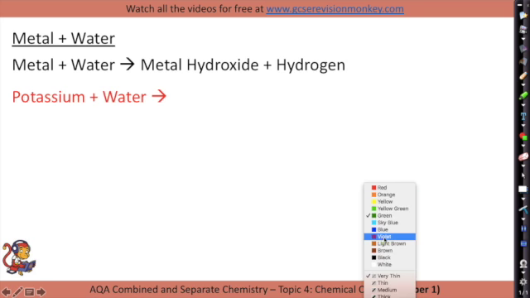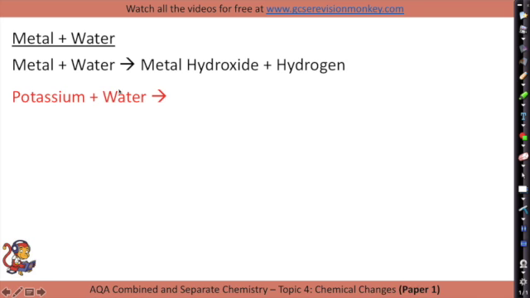There are several chemical reactions that you need to know of as part of this topic. First one that we'll look at is reactions with metals and water. So when metals react with water, they will produce a metal hydroxide and hydrogen gas. So potassium and water would make potassium hydroxide plus hydrogen.